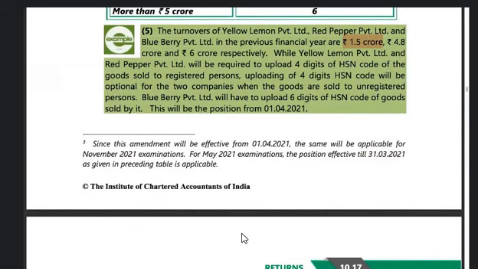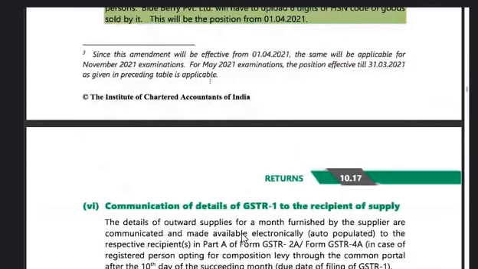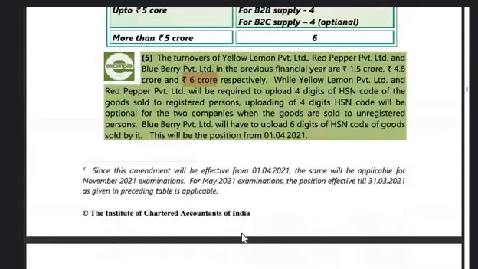Same way, Red Pepper turnover is 4.8 crores. So here also for HSN code or SAC code, the first 4 digits you have to provide. For B2C, optional. And in case of Blueberry, the turnover is 6 crores. Then HSN code is mandatory, and you have to provide the 6-digit HSN code for all the invoices issued. This is with effect from 1st April 2021.